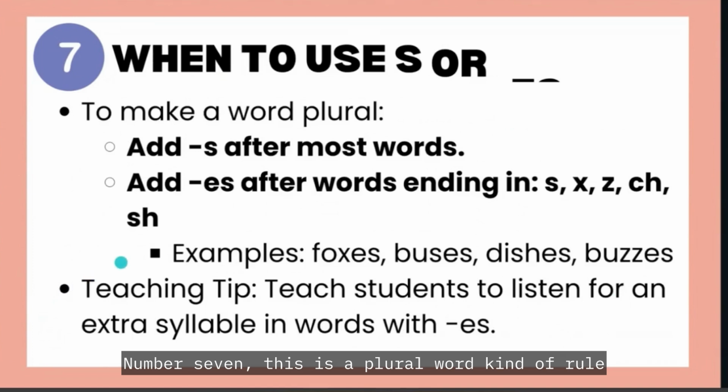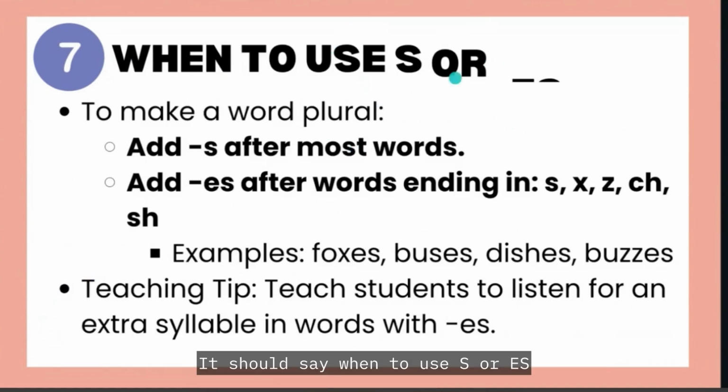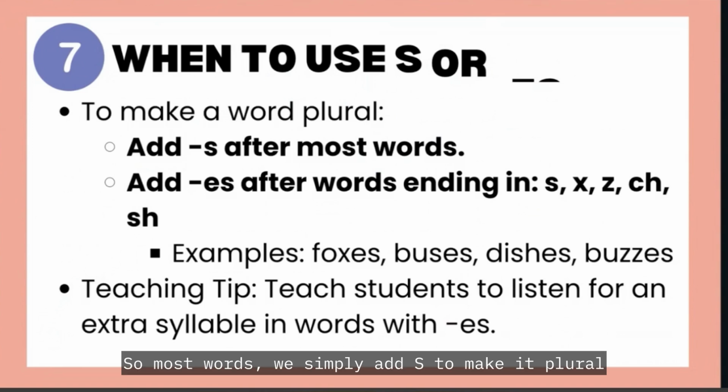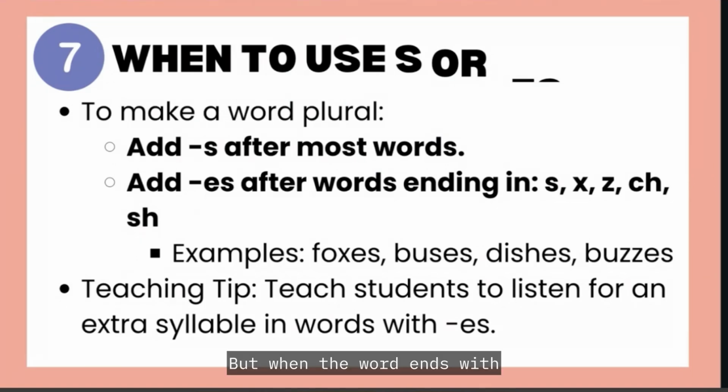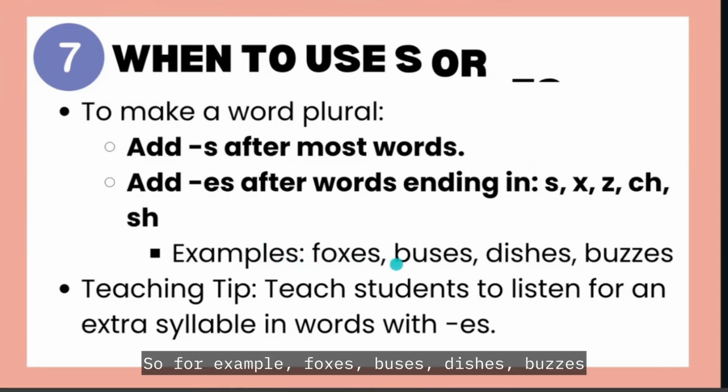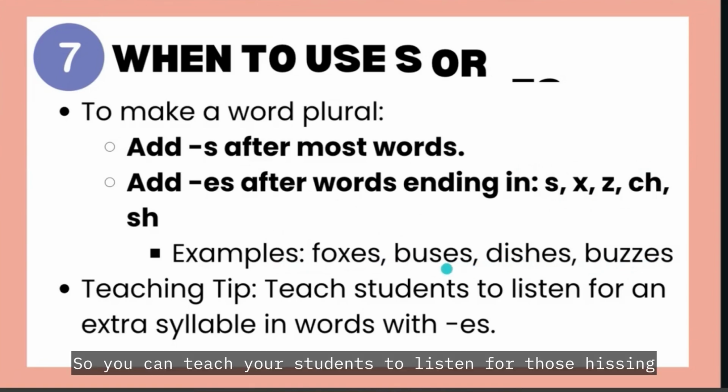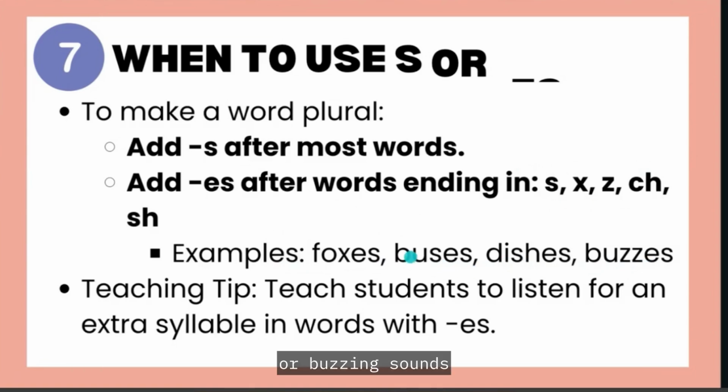Number 7, this is a plural word rule. It should say when to use S or ES. So most words, we simply add S to make it plural. But when the word ends with that hissing or buzzing sound, these are the letters S, X, Z, C, H, S, H, we add ES. So for example, foxes, buses, dishes, buzzes. So you can teach your students to listen for those hissing or buzzing sounds.